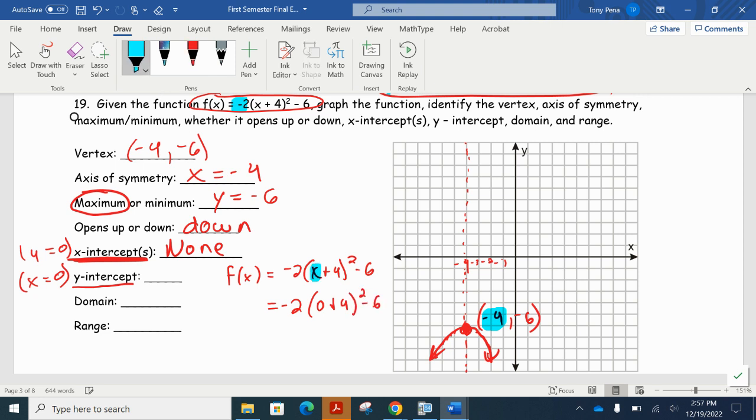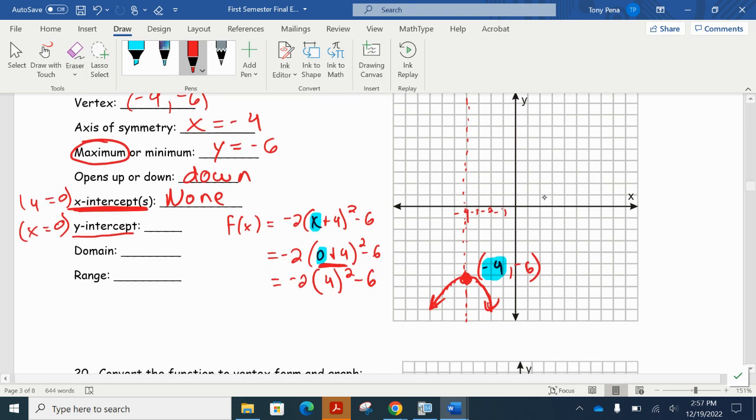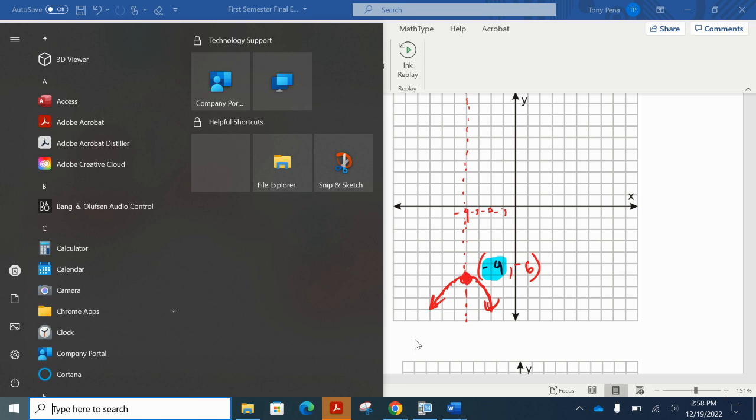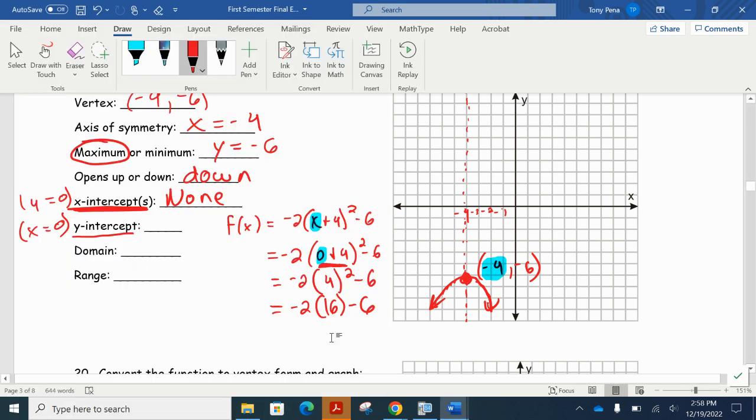So if you notice, this was x. I just substituted in a 0 for that. And then now we clean this up. So this is 4 squared. Four squared is 16 minus a 6. Continue solving. -32 minus 6, which is a -38. So yeah, way down here to -38.